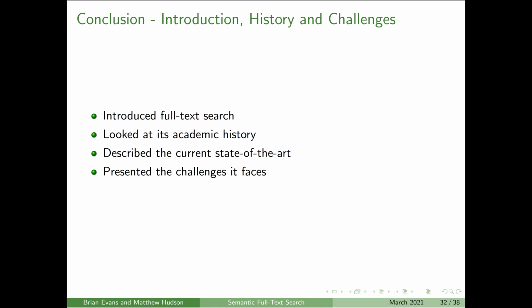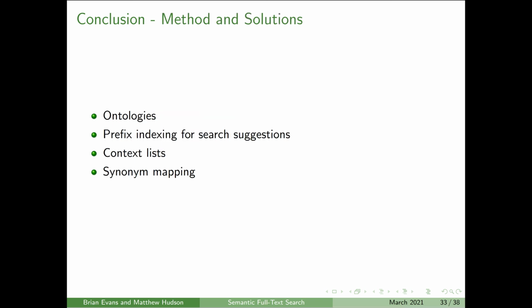In this presentation, we introduced the idea of full-text search and looked at its academic history from the 1980s up to the present day, where we described the current state of the art. We presented the challenges that face full-text search, such as homonyms, synonyms, and efficiency. We then showed how two researchers have partially solved these problems through the use of knowledge-based ontologies such as Jaeger, and context listing of words by their prefixes. This results in fast, accurate searches and search suggestions. The synonym mapping technique goes a long way in reducing the synonym problem by associating words with the same meaning with each other.